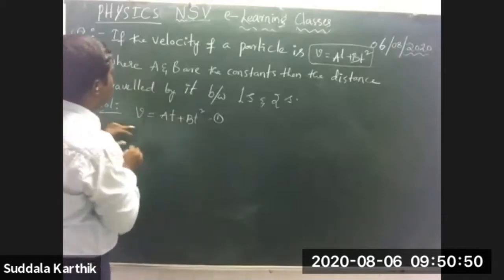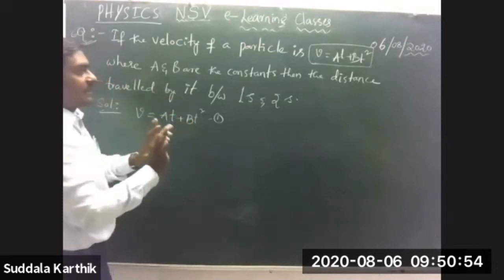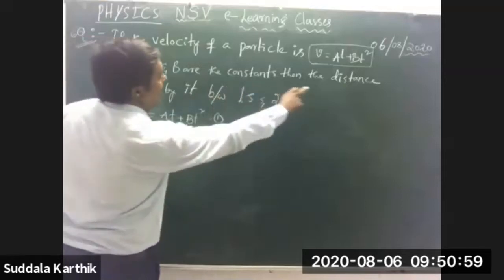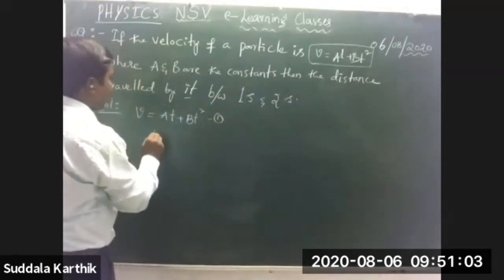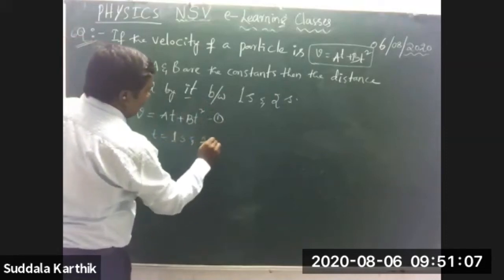Where capital A and capital B are constants. Simply those are numbers, like 1, 2, 3, 4, 5. And then the distance traveled by it between t equals 1 second and 2 seconds.